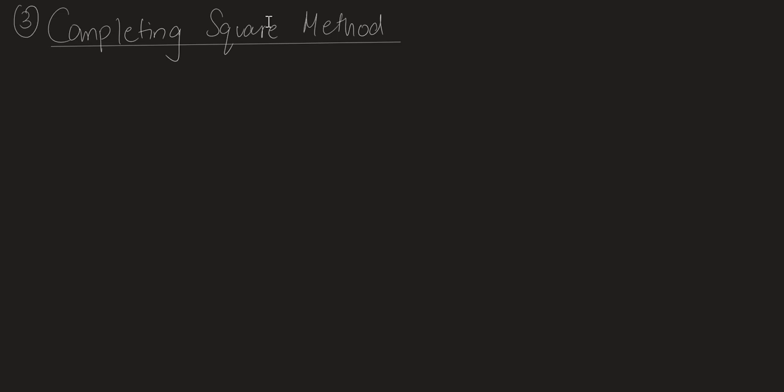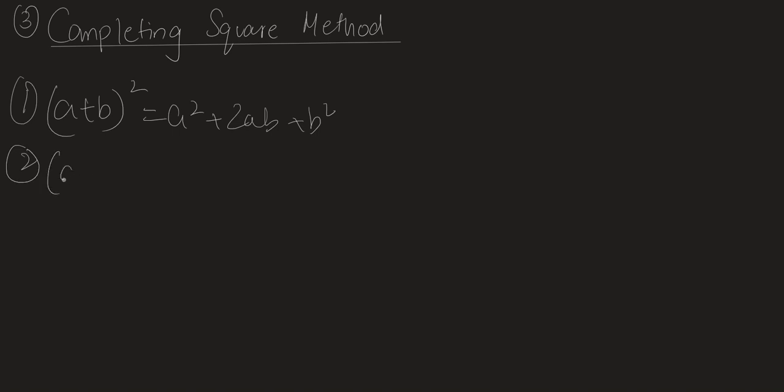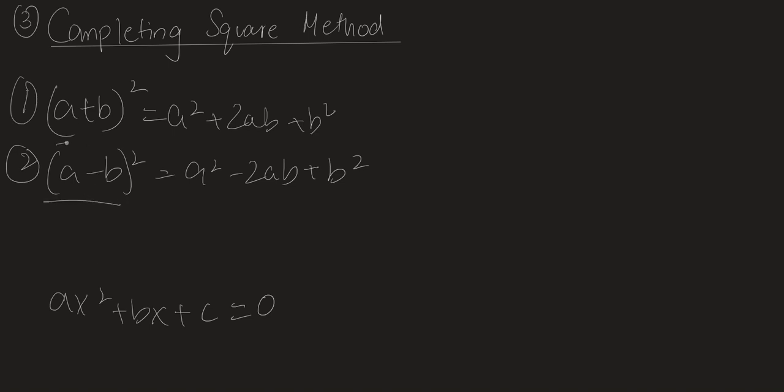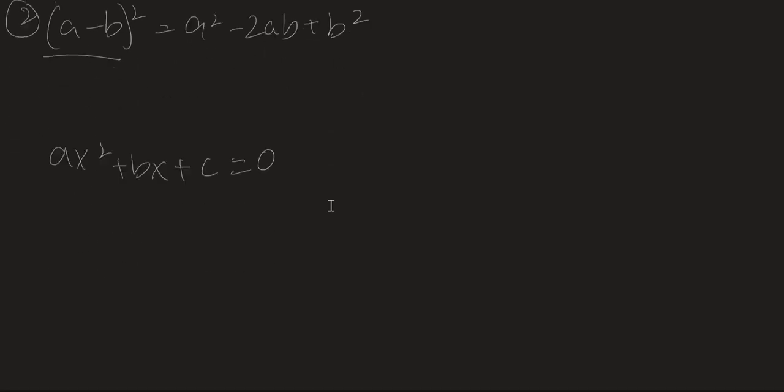In this video, we'll be looking at the completing the square method. To understand this method, it is important to know these two identities. So if this is the general form of our quadratic equation, we need to convert it into either this form or this form. So let's look at an example.